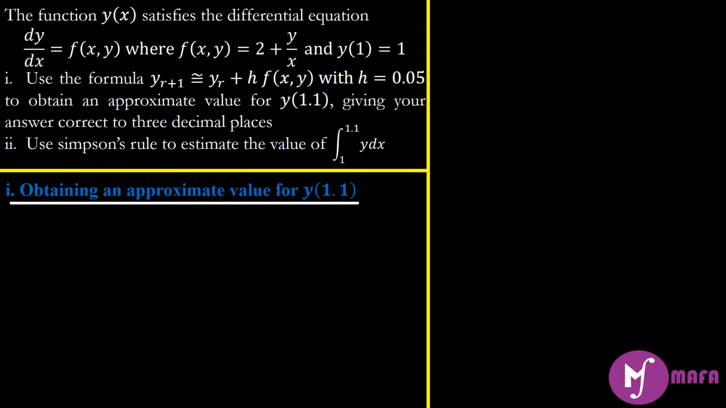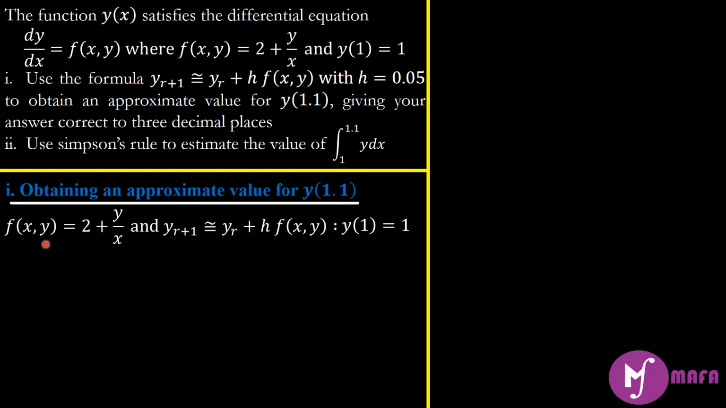Alright, so let us analyze the equation together. First, we have to get the approximate value of y of 1.1. Remember that y of x satisfies the differential equation. So we have the given conditions. We have that f of x, y is 2 plus y on x, and y(r+1) is approximately equal to y(r) plus h times f(x(r), y(r)), and then our y of 1 is equal to 1.